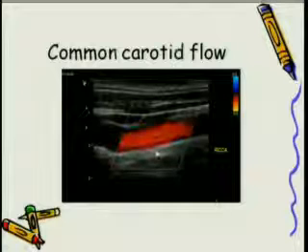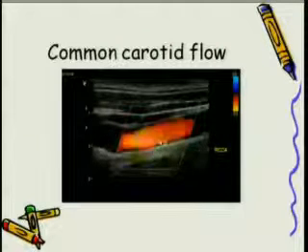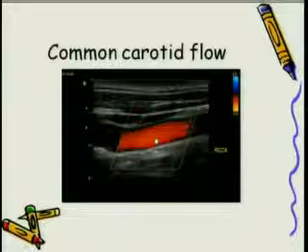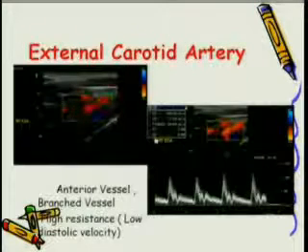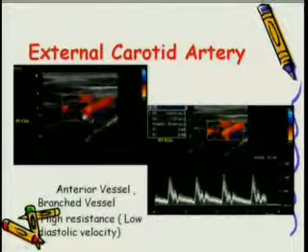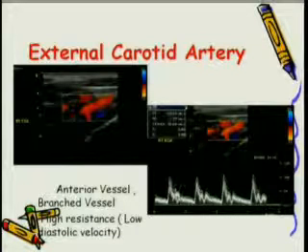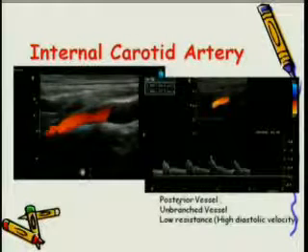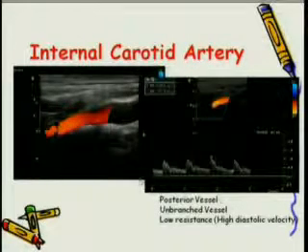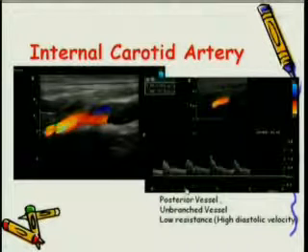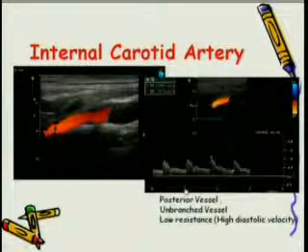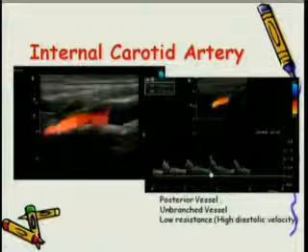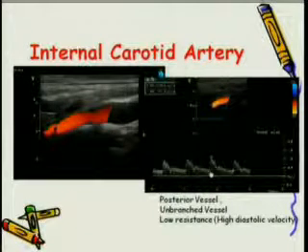However, in a normal subject, the flow is always laminar. If you look at this particular flow in the common carotid vessel, it's almost a laminar flow. These are the branches of the external carotid, and we have a high resistance flow in the external carotid vessels. On the contrary, the internal carotid does not have any branches. It's posteriorly placed, bigger than the external carotid, and it's a low resistance vessel, meaning that it has a definite diastolic flow.